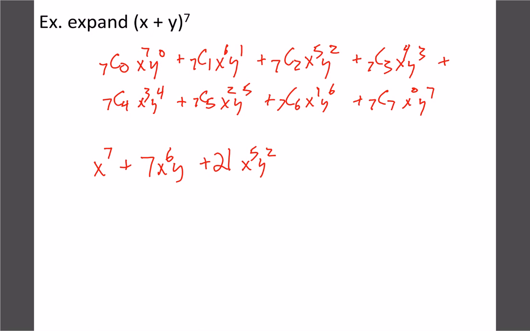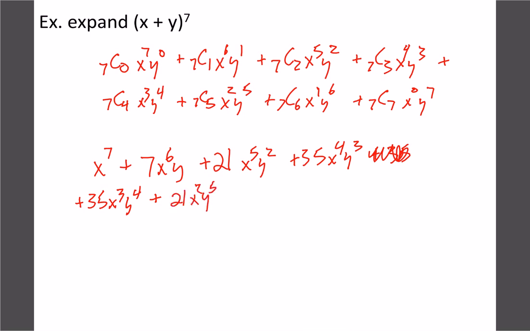7C3 is 35, so we'd have 35 x to the 4th y cubed. 7C4 is going to match, so we'd have 35, or I'll do it as a new row again, 35 x to the 3 y to the 4. And then 7C5 will be the same as the 2, so we're back to 21 x squared y to the 5th.